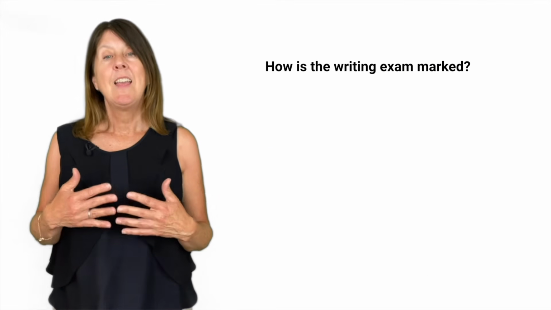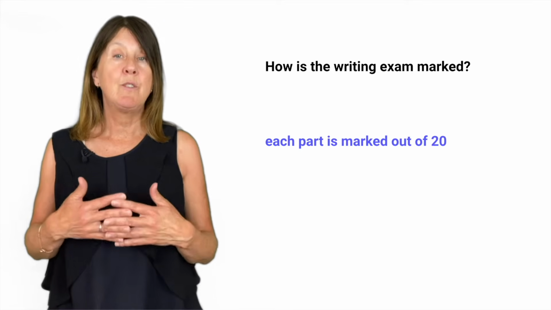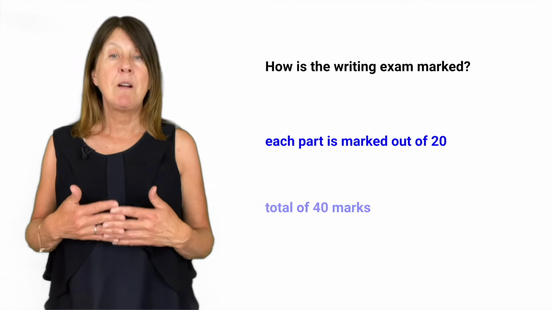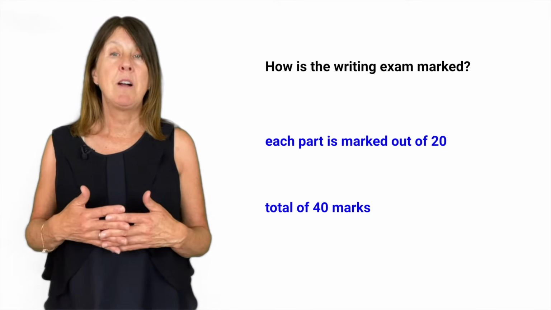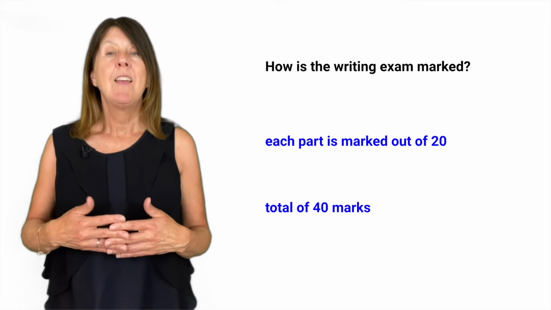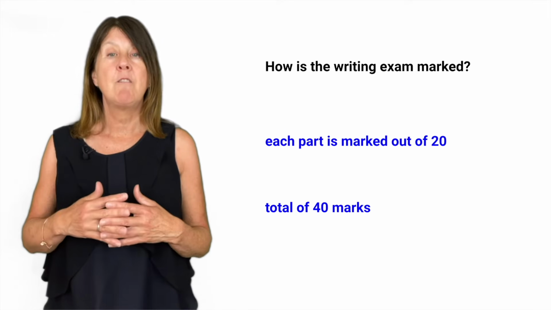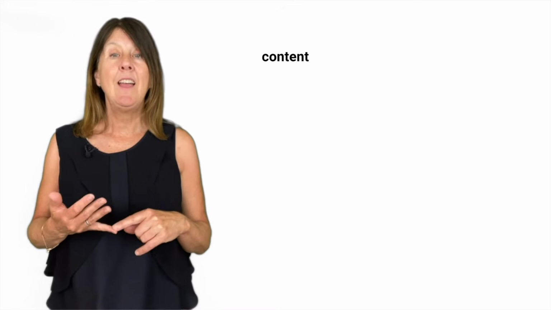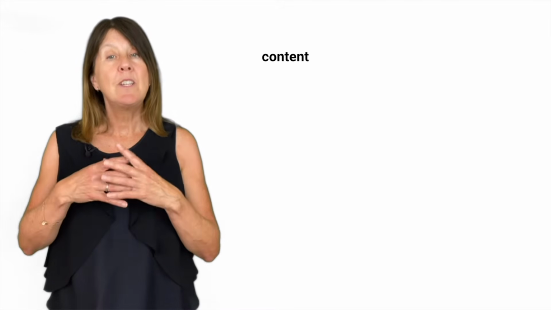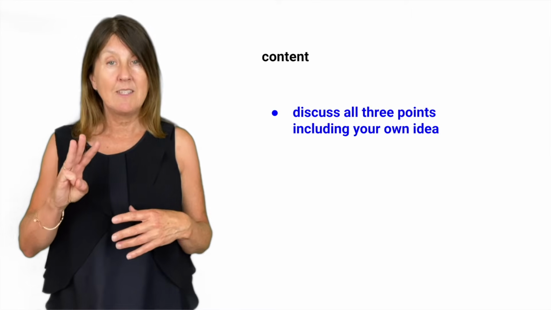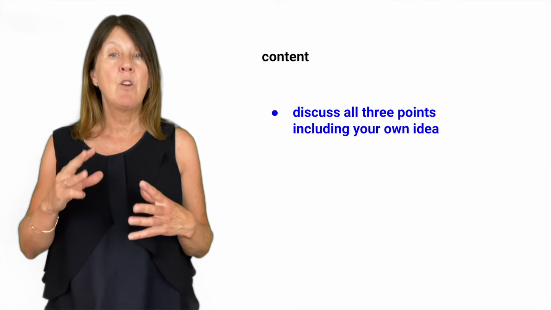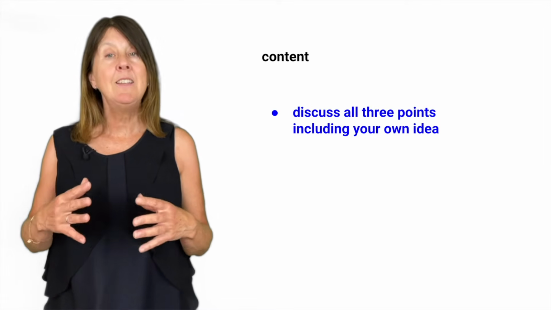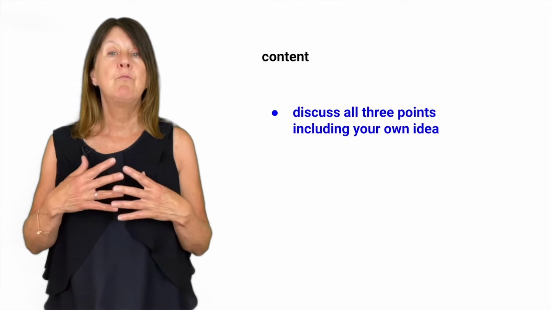Okay, so now let's talk about marking. Each part is marked out of 20, so the total mark for the writing part is 40. There are 4 different areas of marking. Firstly, content. Here they are looking to see if you discussed all 3 points for the essay, including your own idea, and if the content was relevant.